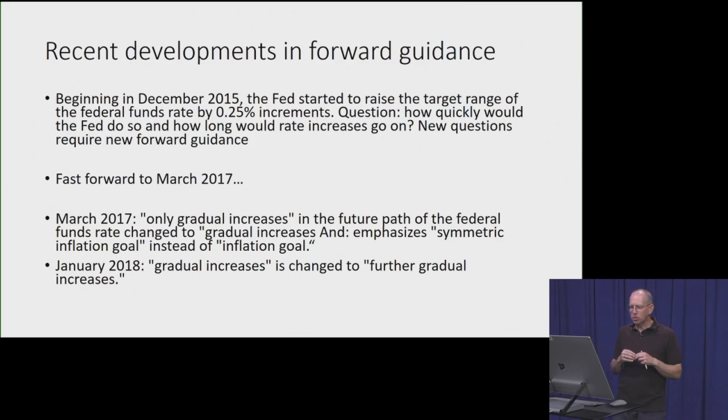So if we move forward to March 2017, they changed some language here. They noted that only gradual increases in the future path of the federal funds rate would be now changed to gradual increases. And they also emphasized, rather than their inflation goal, they added, for clarity, their symmetric inflation goal. Because again, remember, the Fed has a symmetric inflation target where they don't want inflation that's too high or too low. And then in January 2018, they changed gradual increases to further gradual increases. And again, this is suggesting that there are going to be fewer gradual increases.